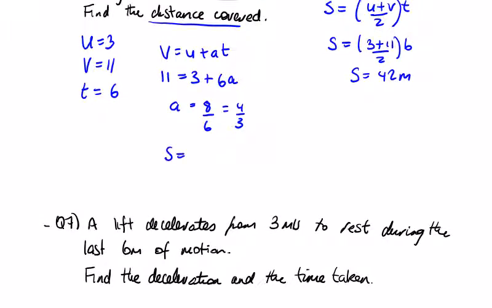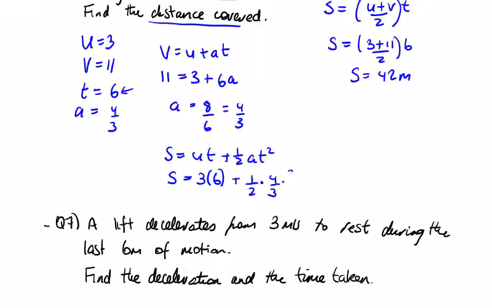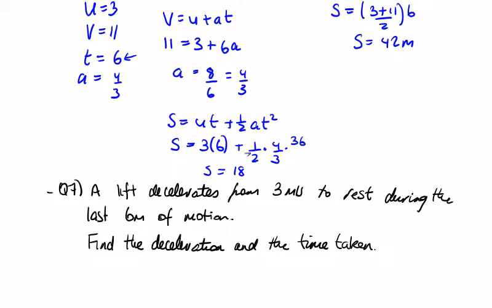So now we could use S is equal to UT, A is 4 over 3, UT, we're looking for distance plus a half AT squared. So my distance is equal to U, 3, times T, which is 6, plus a half by 4 over 3 by T squared, 36. So S is equal to 18. And we have here a 6 on the bottom, which divides into my 36 6 times. 6 times 4 is 24. 18 and 24 is also, of course, the 42 meters that we already got.